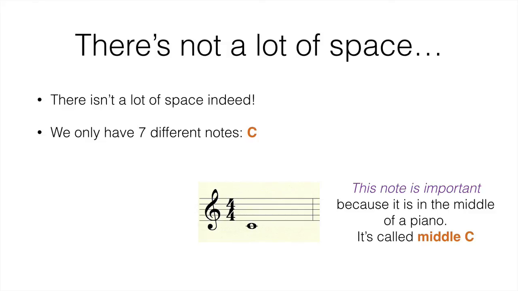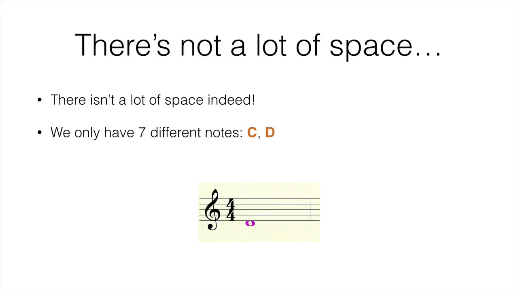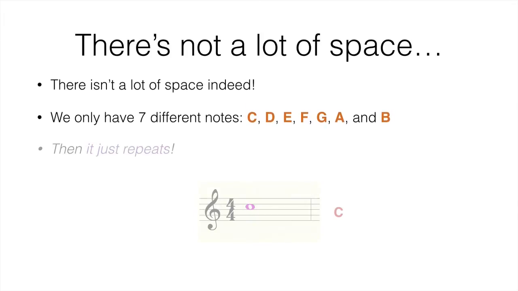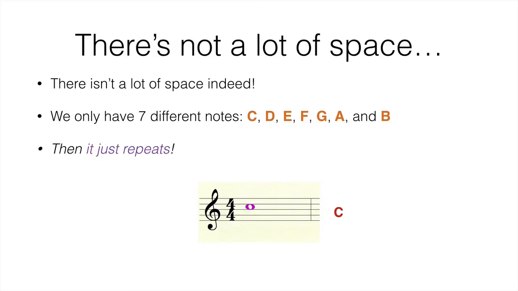So that's C. Then we have D on the very next space, which is the space below the line. Then on the line you've got E, then F on the next space, and then G on the second line. This one is really important as well, as we'll see very soon in the next slide. Then we've got A on the next space, and finally B on the third line. And then it just keeps going and repeating. After the third line, in the third space, we've got C again, and then D, E, F, and so on. So we just have C, D, E, F, G, A, and B.